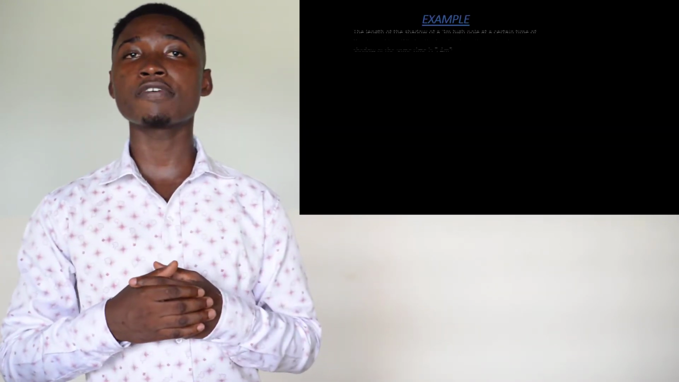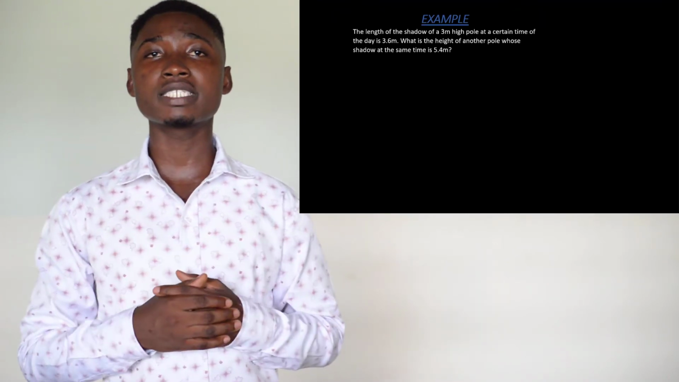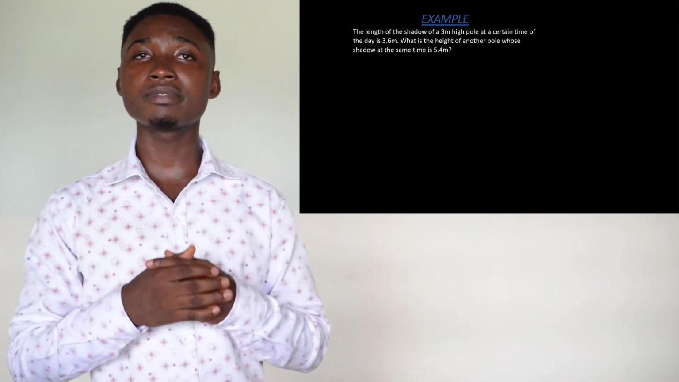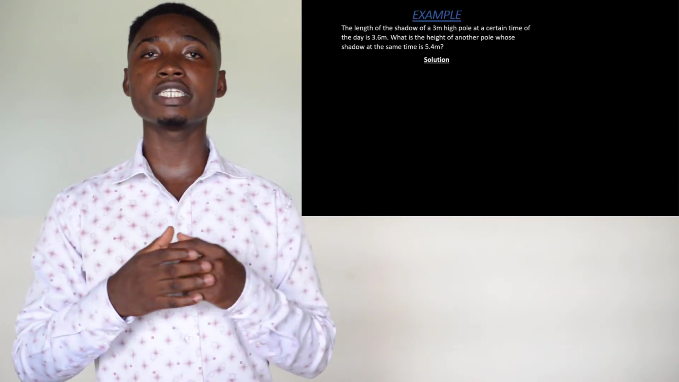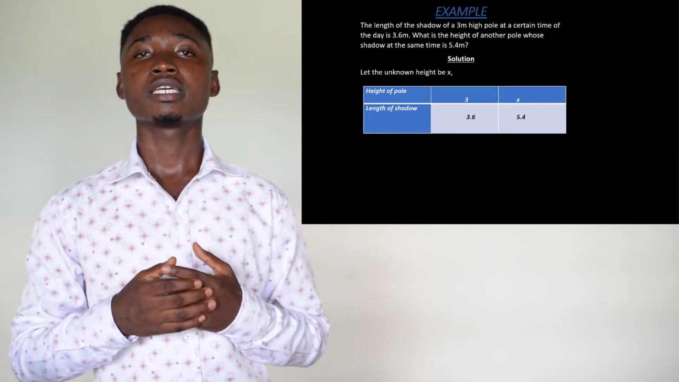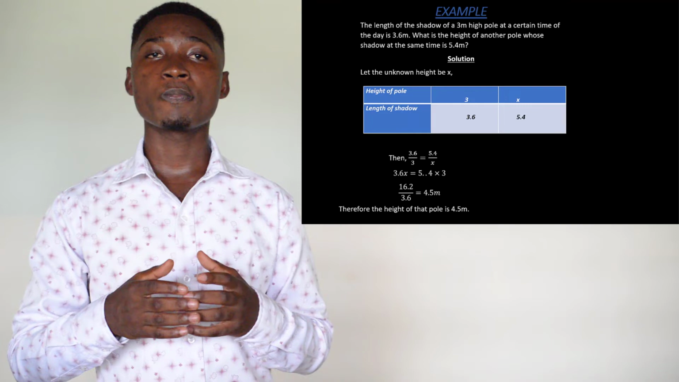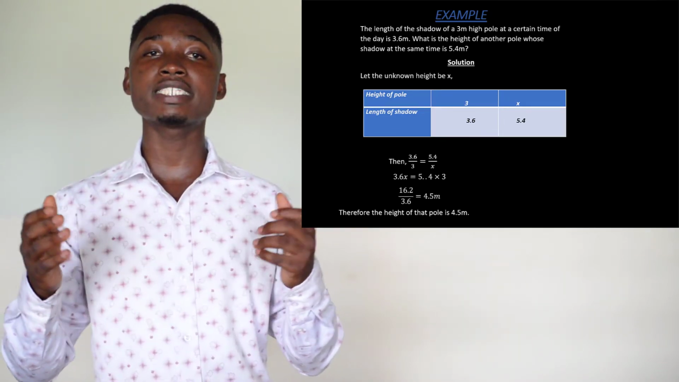Let's take an illustrative example. The length of the shadow of a 3-meter high pole at a certain time of the day is 3.6 meters. What is the height of another pole whose shadow at the same time is 5.4 meters? Let's show this in table form. Let the required height be x meters. We know that the ratio of shadow to height of the pole would be the same.